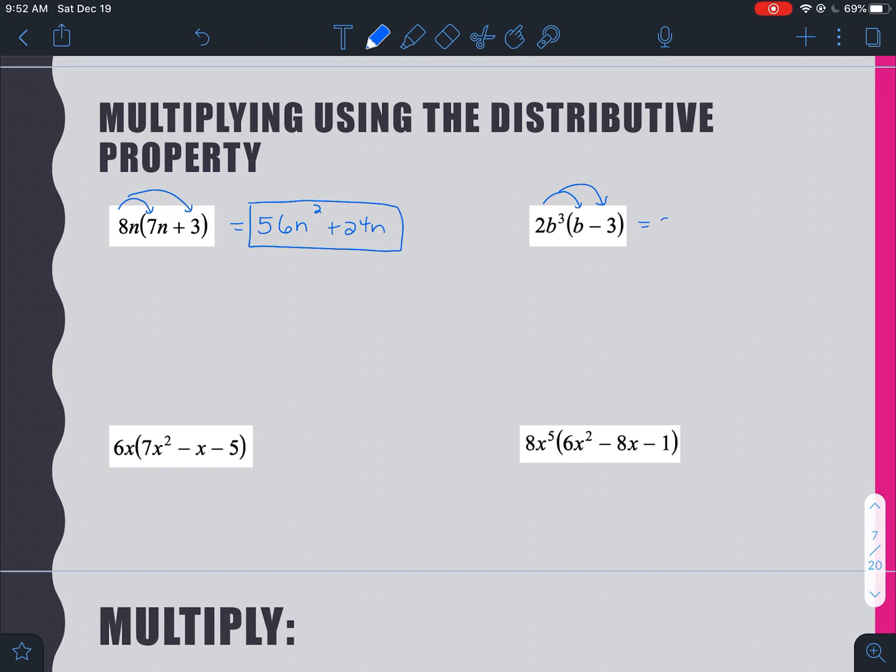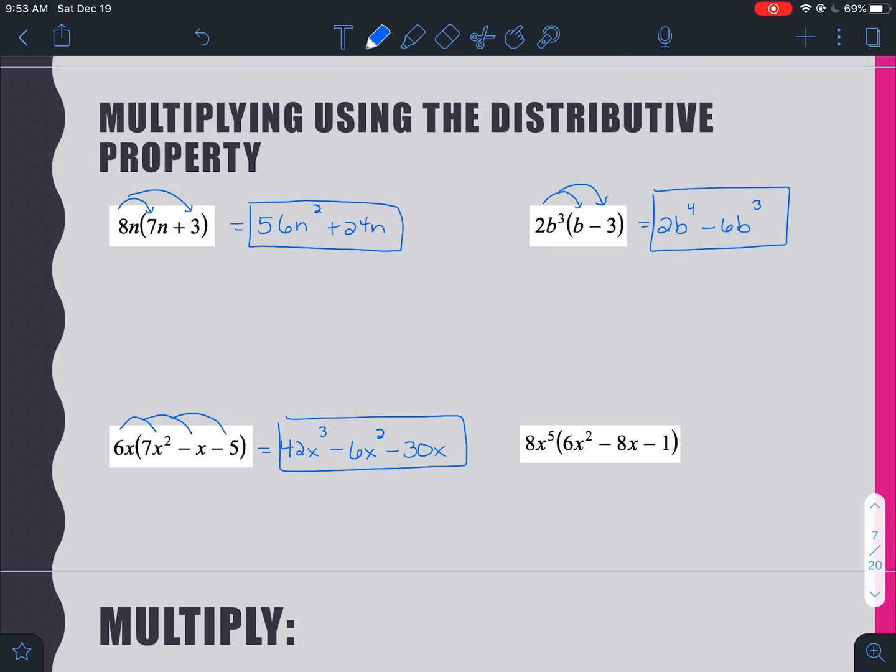2b to the 3rd times the quantity b minus 3. So 2b to the 3rd times b would be 2b to the 4th. And 2b to the 3rd times -3 would be -6b to the 3rd. Next, 6x times the quantity 7x squared minus x minus 5. Distribute in the 6x. 6x times 7x squared would be 42x to the 3rd. 6x times -x would be -6x squared. And 6x times -5 would be -30x.